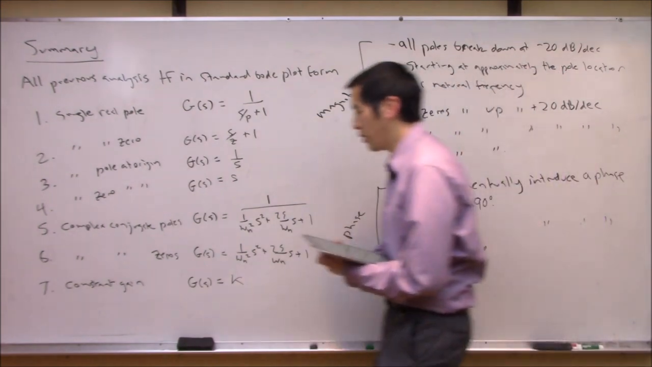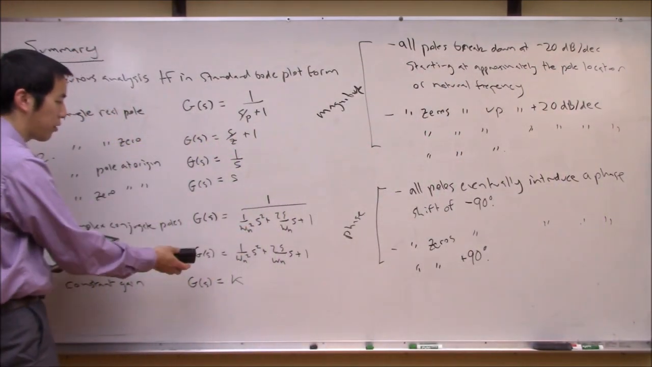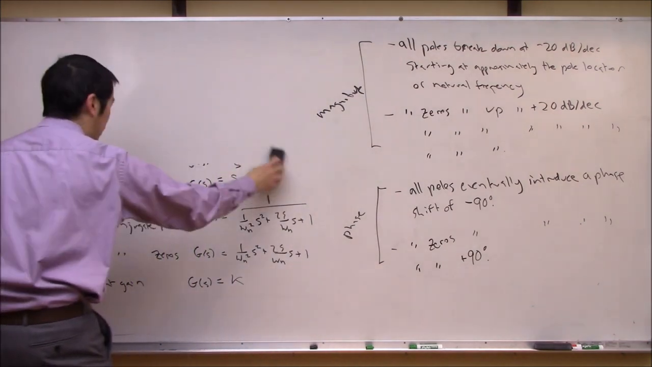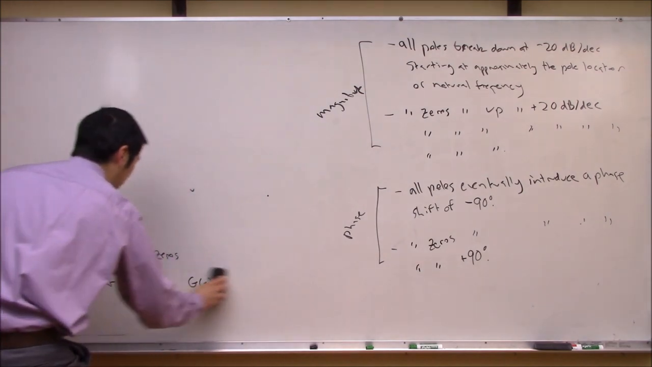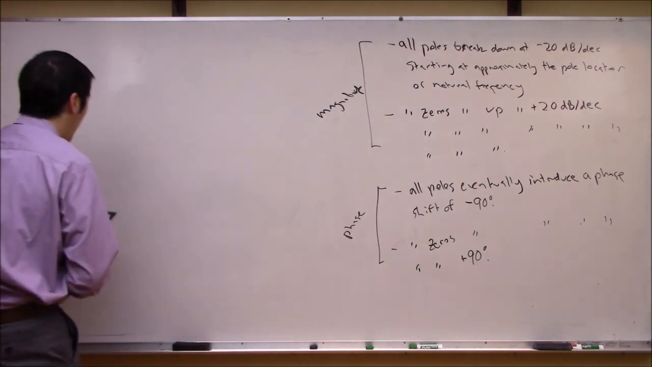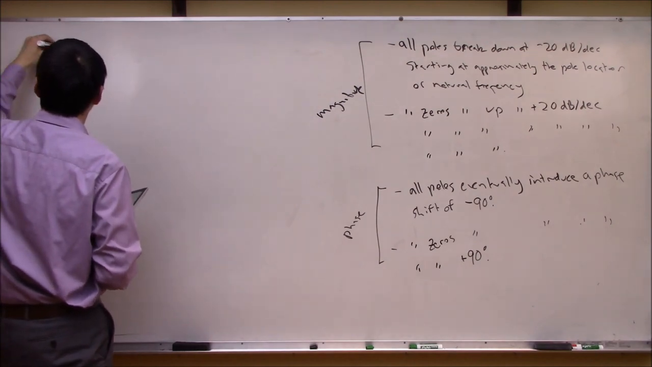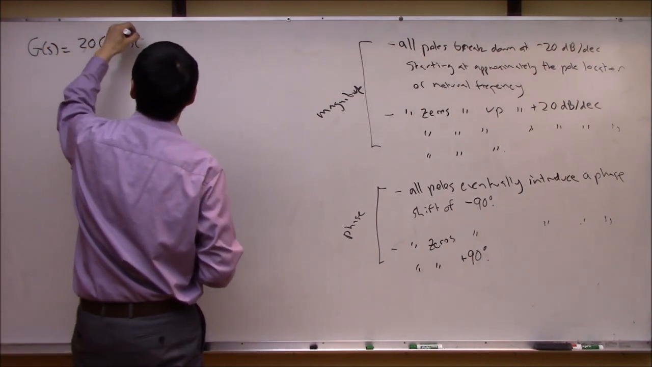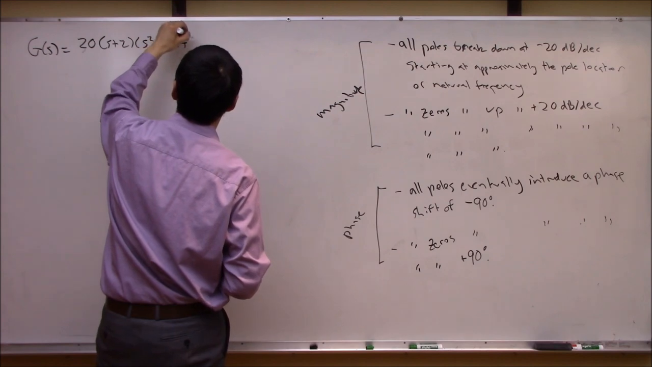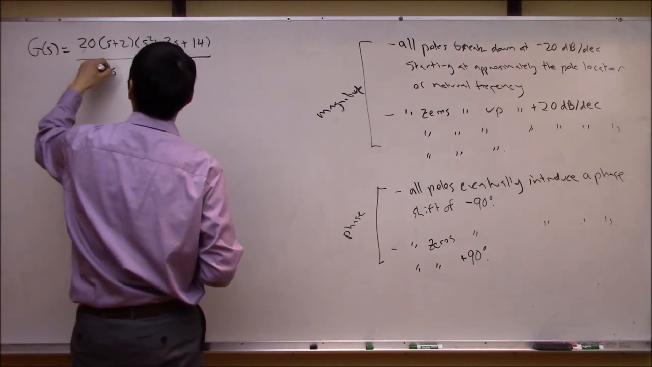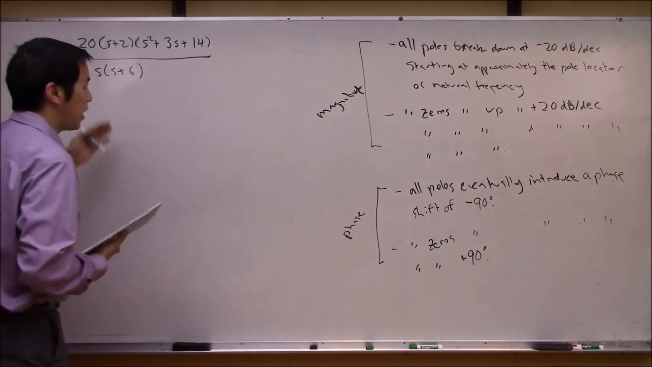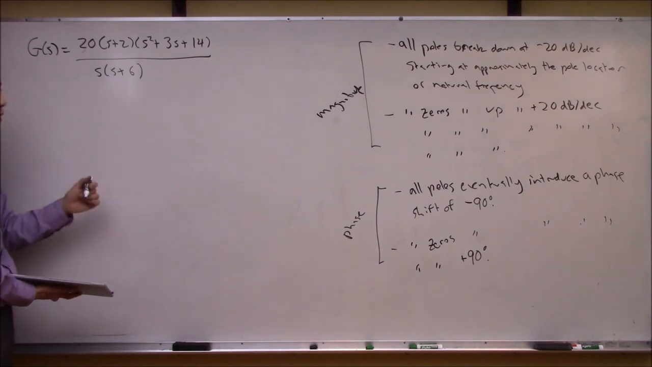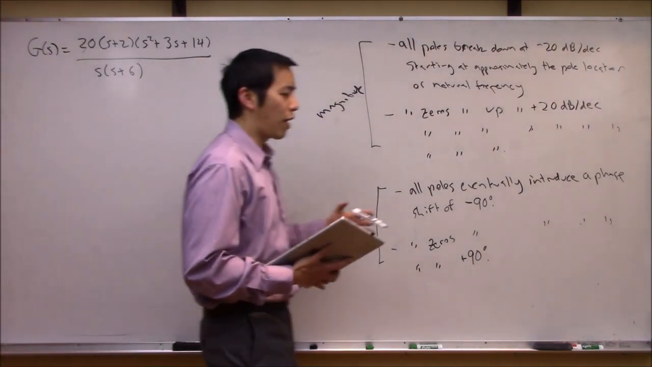Now, I know what you're probably thinking here. You're like, okay, this is great that we know how all seven of these work, but you never see a transfer function that is just one of these things sitting by itself. How are you going to deal with the case that you have a general transfer function where it might look something like 20 times s plus 2 over s squared plus 3 s plus 14 over s plus 6? This is a more complicated transfer function. How can we apply those seven components that we learned about to understand what the Bode plot is for that more complicated function?